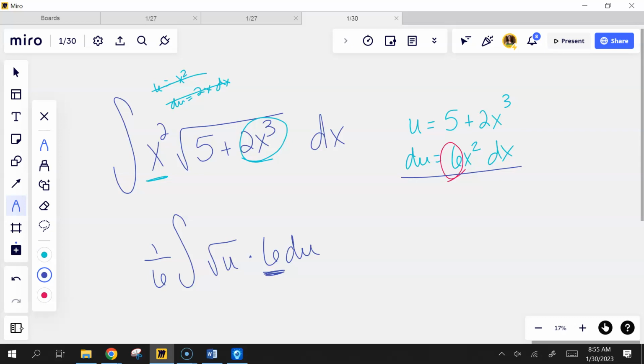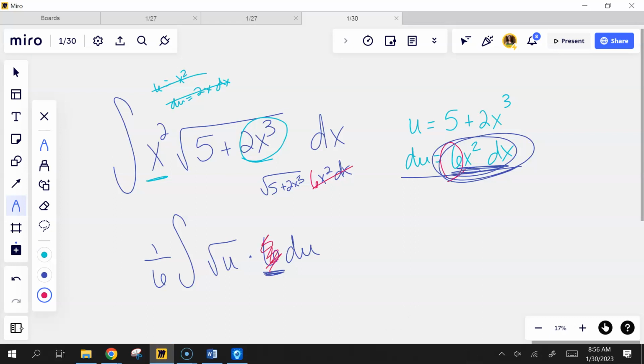What? I don't understand what y'all are asking. Okay, this is just saying I need to make sure this is what's left inside here. Well, the way it sits right now, I've got square root of 5 plus 2x cubed times x squared dx. I'm missing the 6. So I would need a 6 to be right here in order to make this be du.